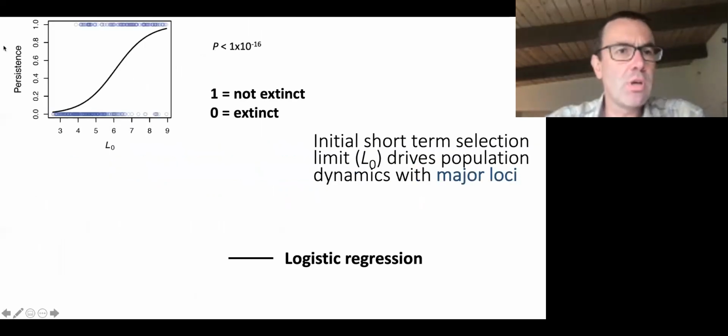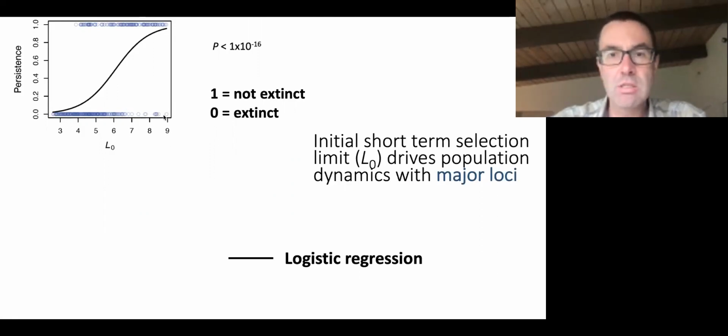And these are the results. On the y-axis, I have population persistence coded as 0 for extinct, so these populations went extinct at 0, and these populations at 1 persisted. I fitted a logistic regression model for persistence versus the initial short-term selection limit shown on the x-axis. And the selection limit is a very good predictor of population persistence in this case.